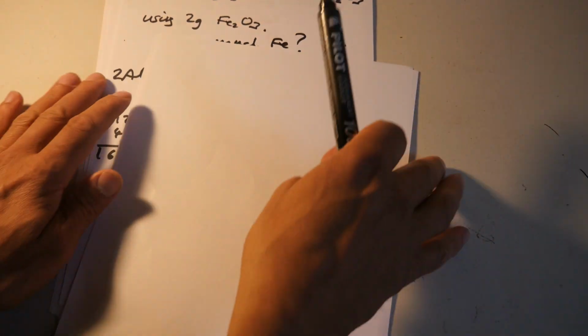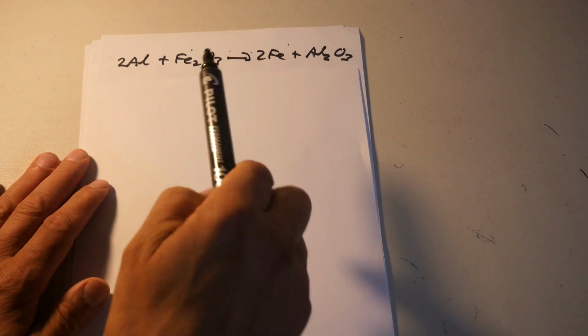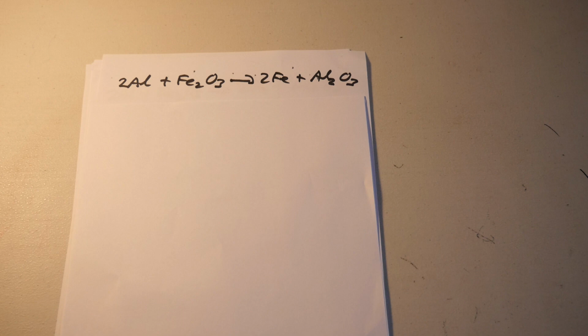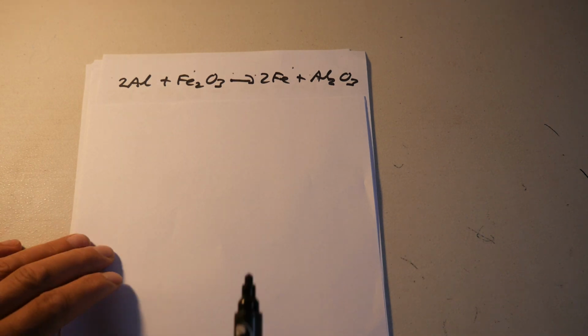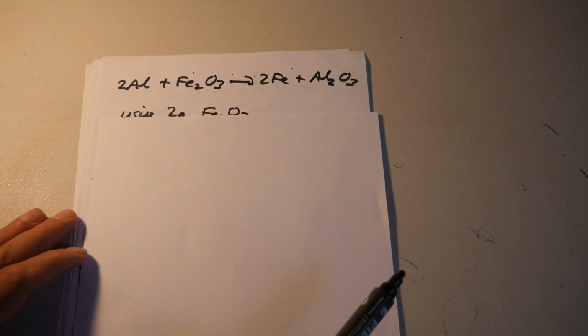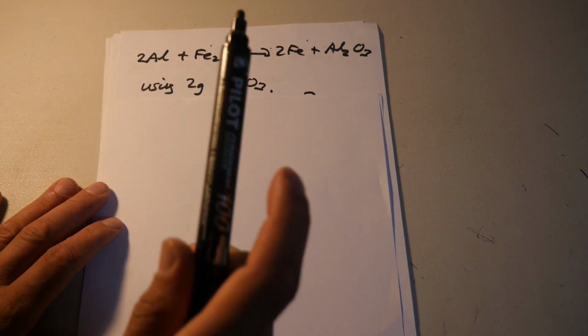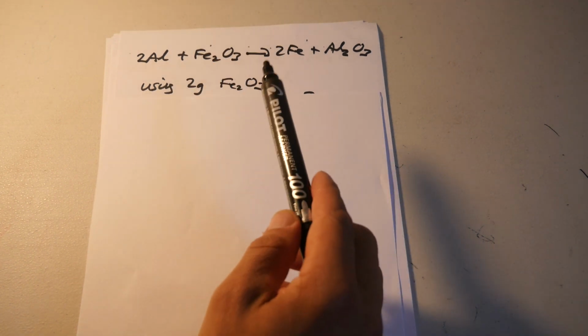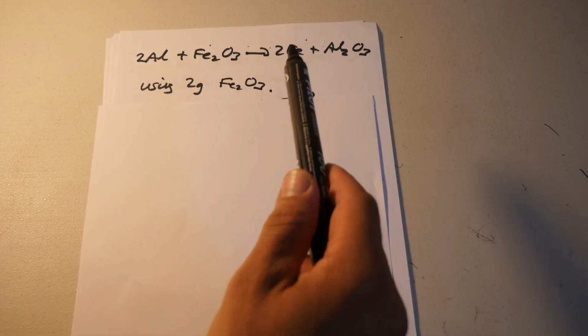Next example, aluminium plus iron oxide becomes iron plus aluminium oxide, okay? So if you use 2 grams of iron oxide, how much iron is made, okay?